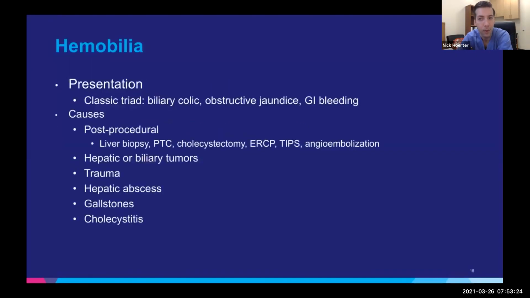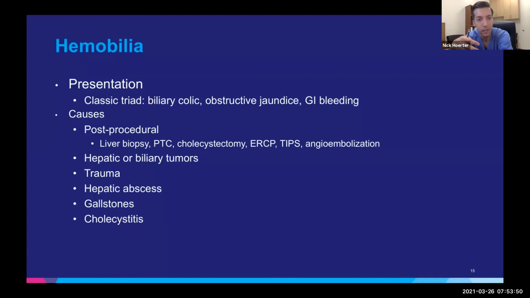So this is the rare triad of hemobilia, which we don't really see, and you may not even see the full triad. In her case, we didn't have each piece, but they can present with biliary colic, obstructive jaundice. Again, that's from clotting in the duct leading to biliary obstruction. And then they could present with hematemesis or melena. If it's significant enough bleeding, they can have overt GI bleeding as well.